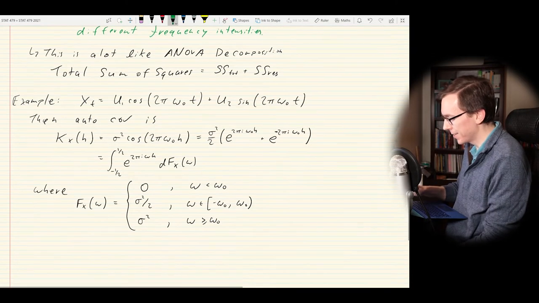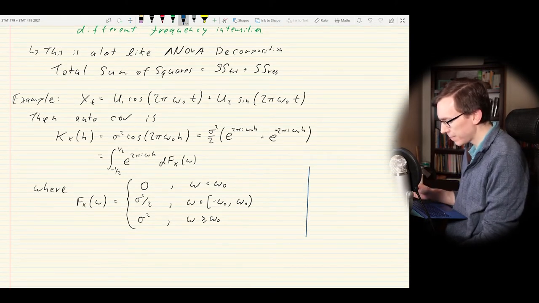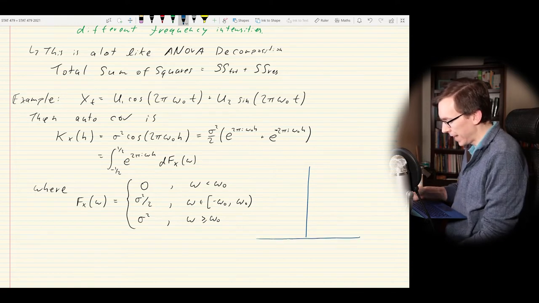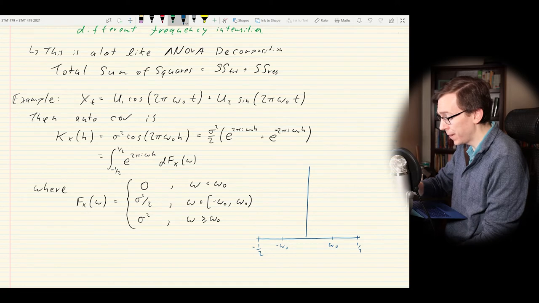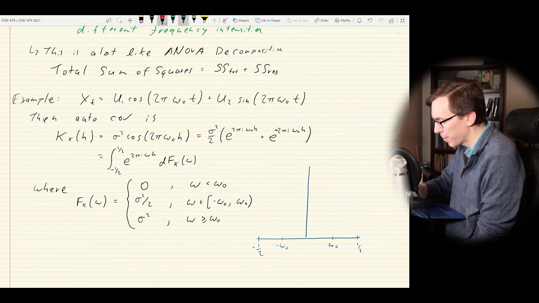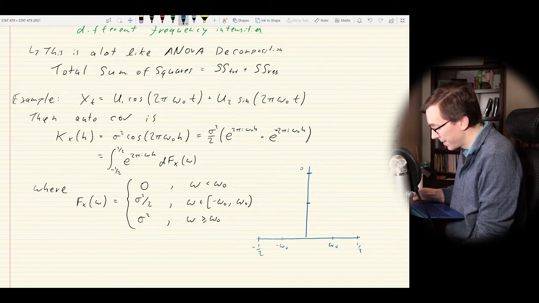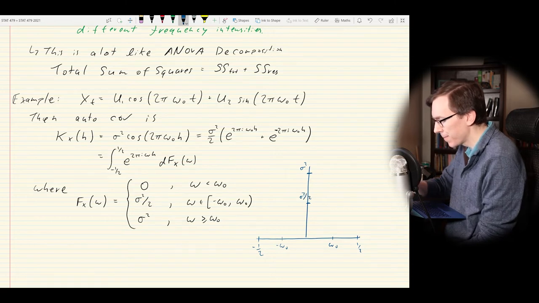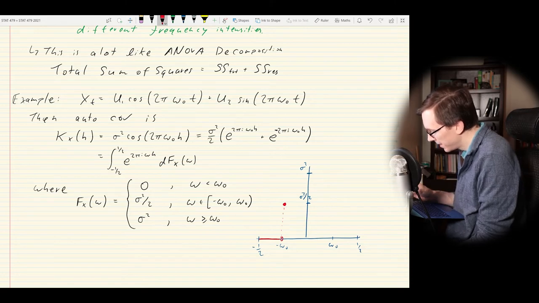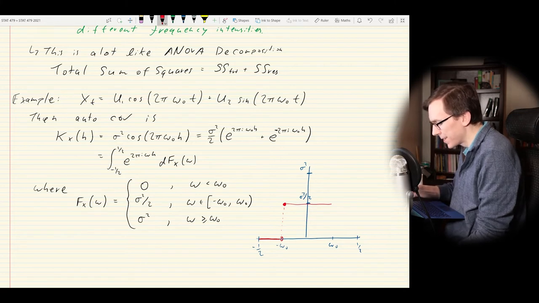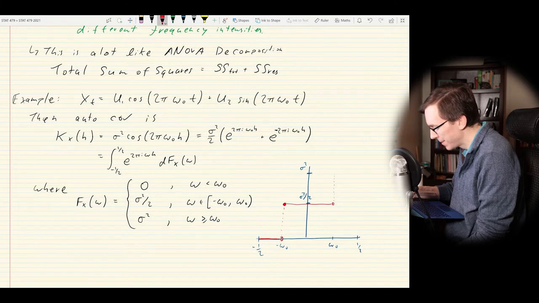So if we draw this out, we're going to have our -1/2 and our +1/2. Somewhere in here, we're going to have the magic frequency, negative omega naught and omega naught. What our function is going to look like is 0, and we need two more points: our sigma squared and our sigma squared divided by 2. So we basically have 0, and then that's open here, and then that just jumps right up to sigma squared over 2. And then that jumps up to sigma squared, and that ends right here.